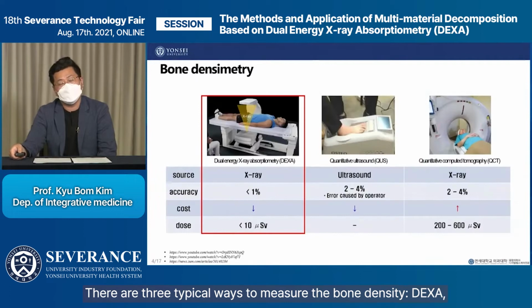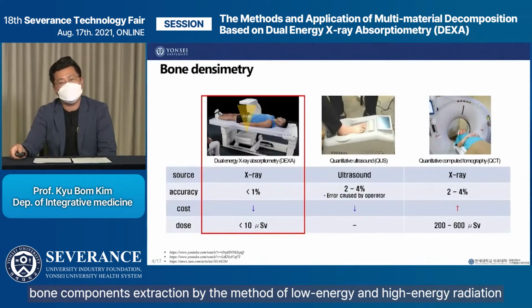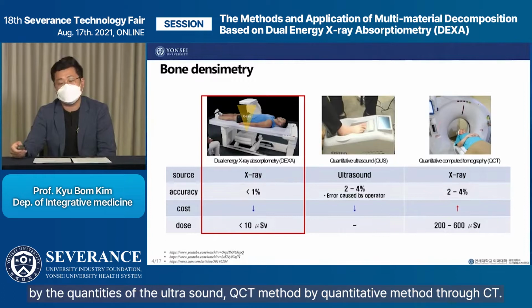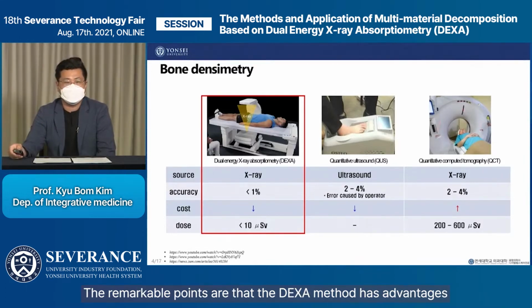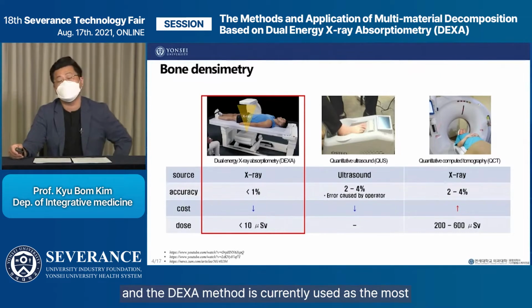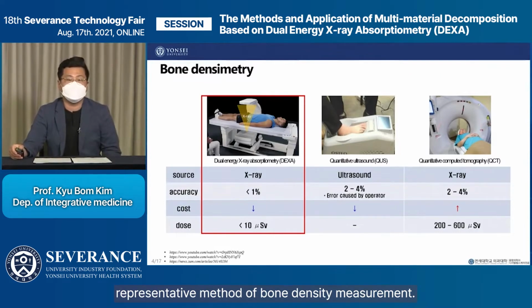There are three typical ways to measure bone density: Dexa, which extracts bone components by the method of low energy and high energy radiation; quantitative ultrasound, which measures bone density by the quantities of the ultrasound; and QCT, a quantitative method through CT. The remarkable point is that the Dexa method has advantages in terms of accuracy, cost, and dose compared to the other two methods, and Dexa is currently used as the most representative method of bone density measurement.